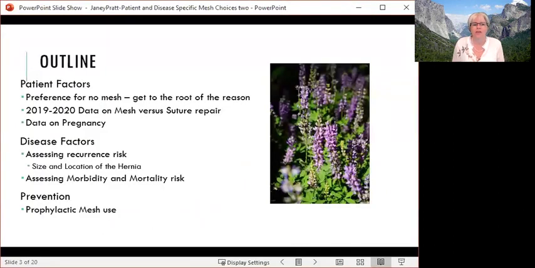What I'm going to do is talk about patient factors. I'm going to talk about the preference for no mesh and how to get to the root of the reason the patient is requesting you not use a mesh. Then I'm going to present you the 2019 to 2020 data on mesh versus suture repair. I'm going to talk about the data on pregnancy and mesh repair. And then we're going to talk about disease factors, assessing recurrence risk based on size, location of the hernia, and that sort of thing. And then assessing morbidity and mortality risk for a specific patient. And finally, about using prophylactic mesh in patients.